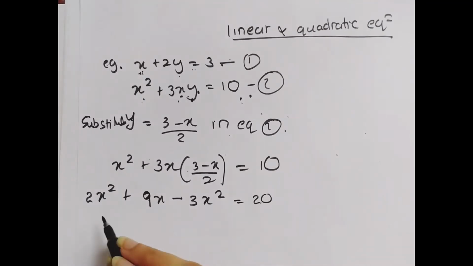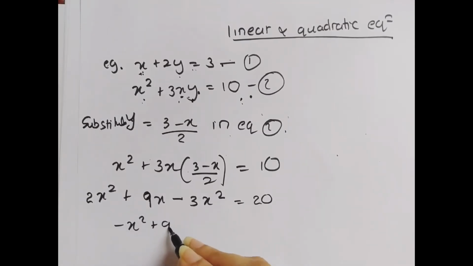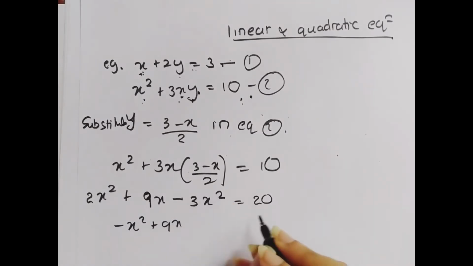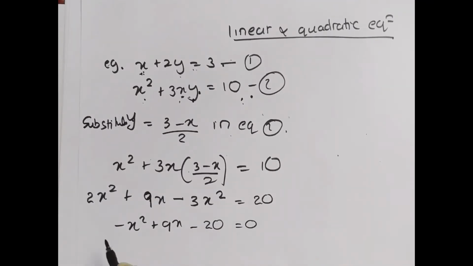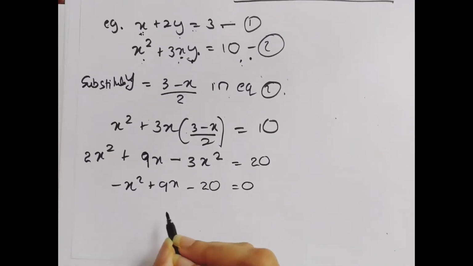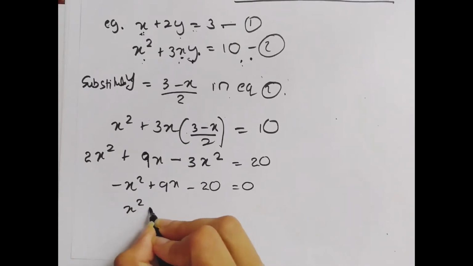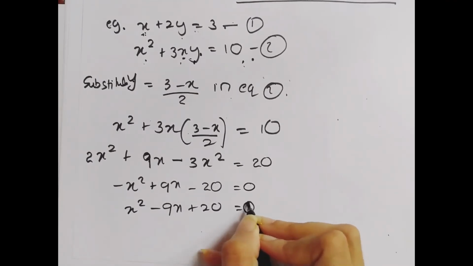Now we'll simplify this. This is 2x² and this is minus 3x². So it is -x² + 9x. I'll take 20 here: minus 20 equals 0. But since this is minus, it looks ugly. So you are going to make it a nicer way. You will multiply the whole equation by minus 1. Then x² - 9x + 20 = 0.